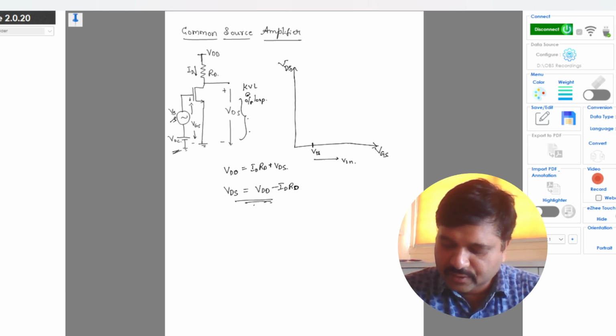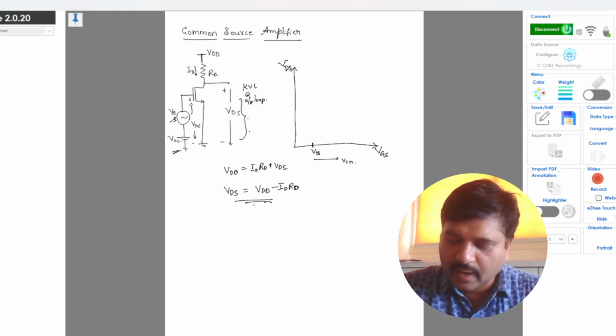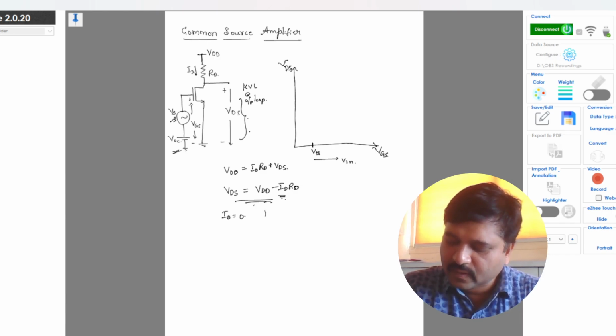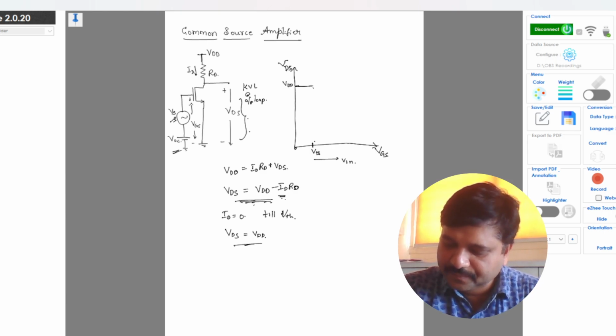When the input is 0 up to the threshold voltage, the transistor is off and there is no drain current ID until the transistor is on. Correspondingly, when ID is 0 up to the threshold voltage, VDS will be equal to VDD. That is what this equation tells. When the input is 0, the output is VDD, and up to the threshold voltage it remains VDD.